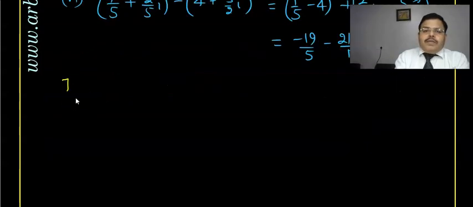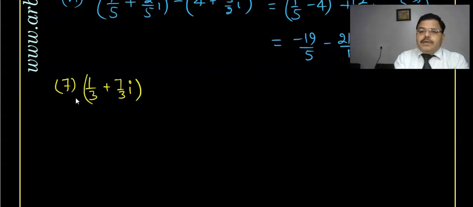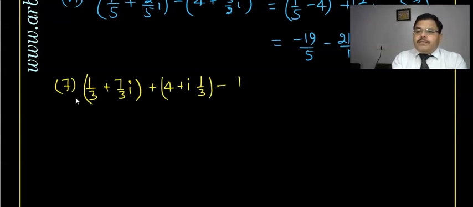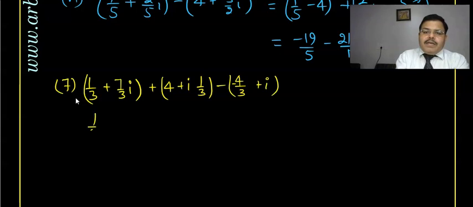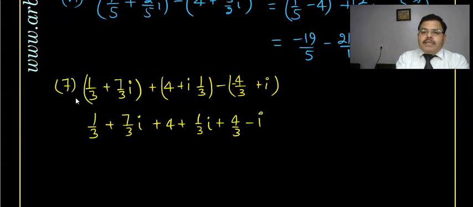Now we have question number 7. And 7 is 1 by 3 plus 7 by 3 iota, plus 4 plus iota into 1 by 3, minus 4 by 3 plus iota. So that can be written as 1 by 3 plus 7 by 3 iota plus 4 plus 1 by 3 iota. Iota 1 by 3 or 1 by 3 iota is the same thing. Minus minus plus 4 by 3 minus iota.